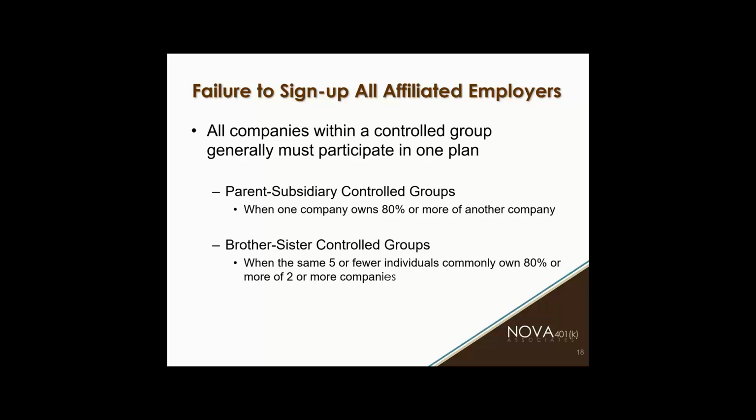The other type of control group is owned by individuals. So if you have the same 5 or fewer individual owners commonly owning 80% or more of 2 companies, then again, you've got a control group.